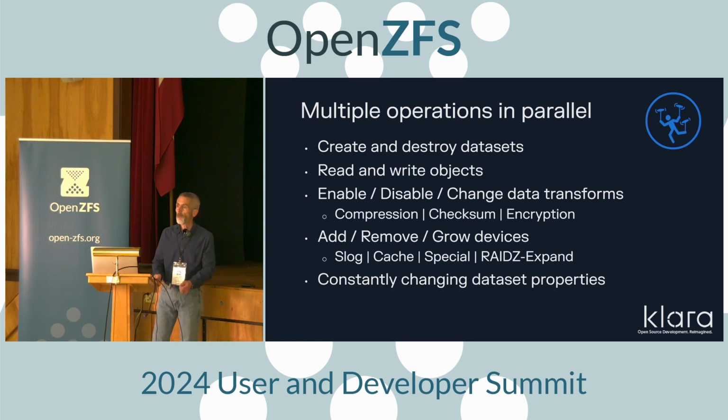All the while we're changing the pool configuration. Hey, let's add a slog. Hey, let's remove a VDEV. Hey, let's do RAID Z expansion right now. So a lot of churn in these different layers. And all the while, it's changing data set properties. Hey, my record size is 4K. No, in the next second, it's 128K.